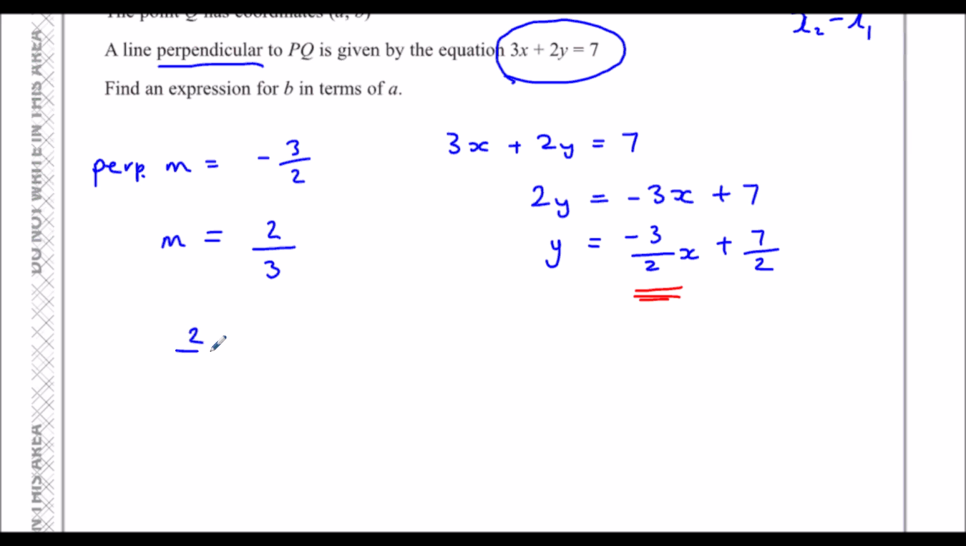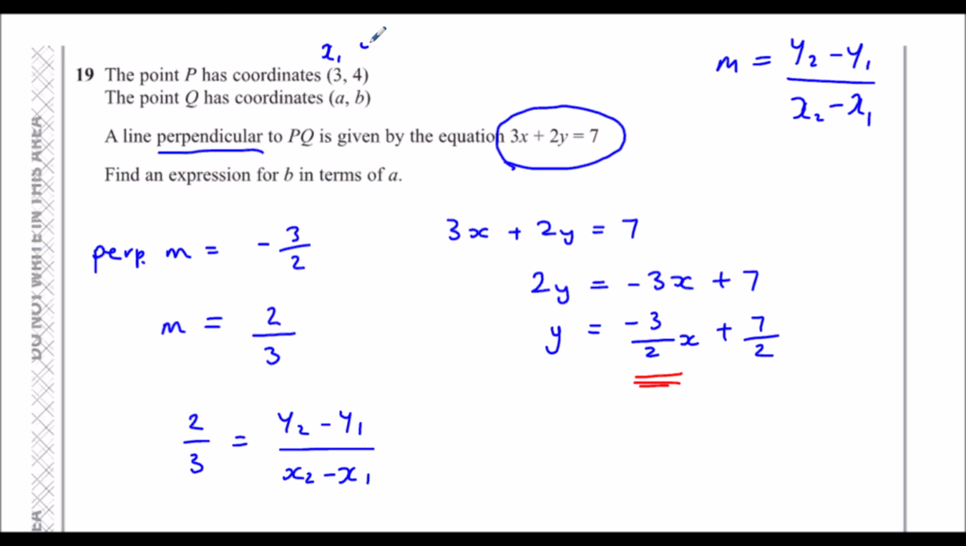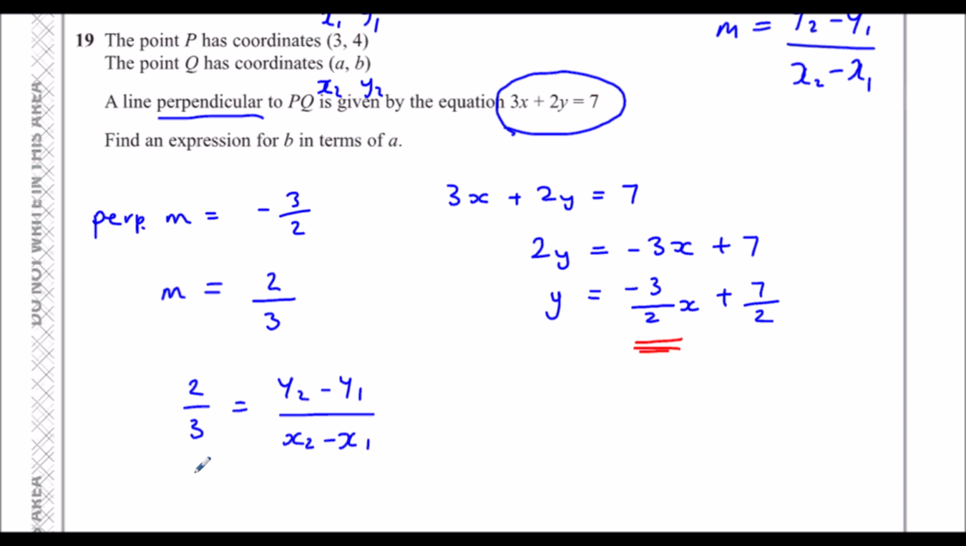So 2/3 equals y2 minus y1 over x2 minus x1. The gradient is the change in y over the change in x. And I'll have x1, y1, x2, y2. So b minus 4, so 2/3 is equal to b minus 4 over a minus 3.